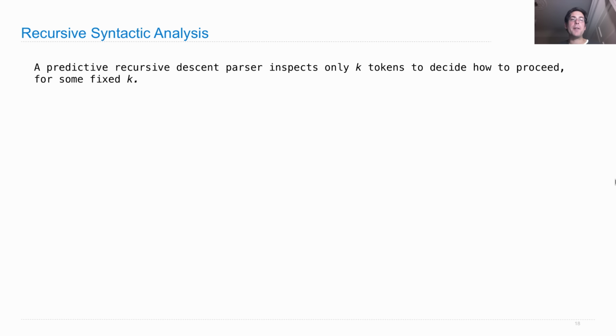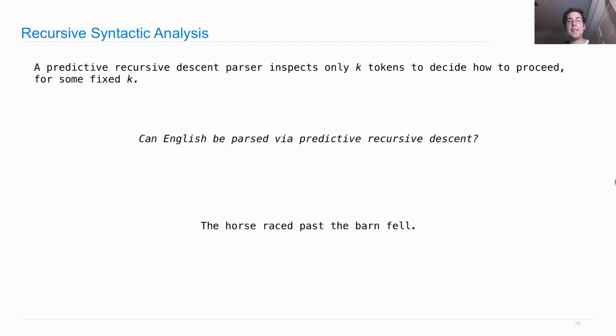So let's try a recursive descent parser on the English language. Can English be parsed via predictive recursive descent? Well, how about this sentence? The horse raced past the barn, fell. What? Well, actually, this is a well-formed sentence in English. It's just a little bit unusual.